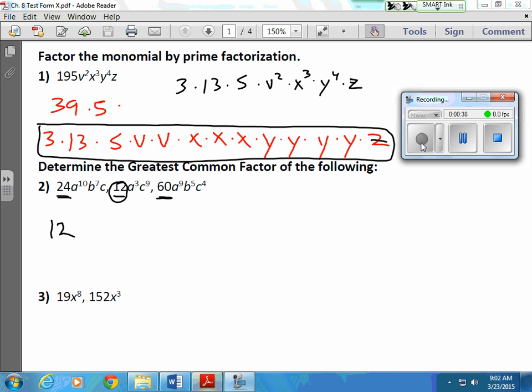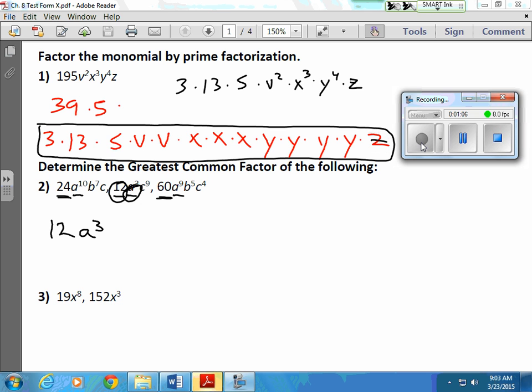Now, let's look at the letters. Let's look at A's. They all have an A. What's the smallest? A to the third. Okay, because I can't take 3 A's out of that one. I can take 3 A's out of that one, but I can't take 10 A's out of that one. The most I can take out of any of the 3 is 3. A to the third.